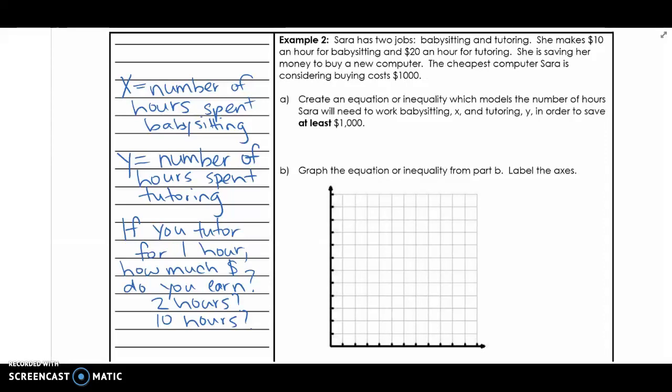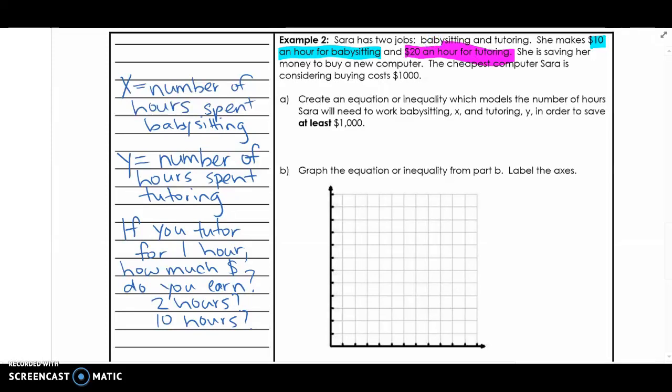Example 2. Read the example. In this example, we see that there are 2 places we could insert the word per. And remember, the word per, each, every indicates a rate. Here we have $10 per hour for babysitting, and we have $20 per hour for tutoring.